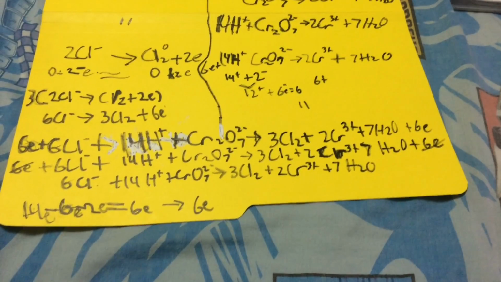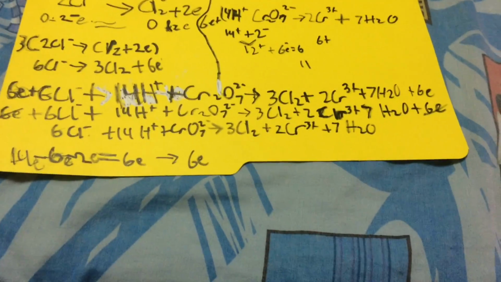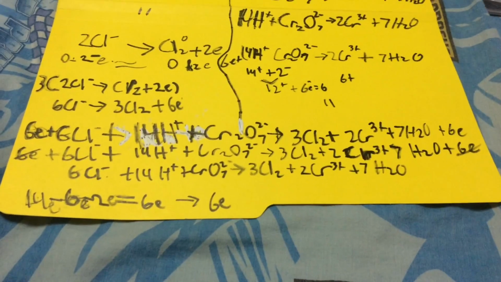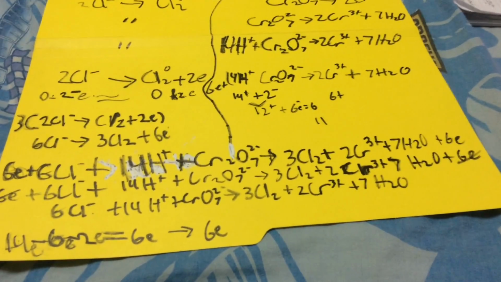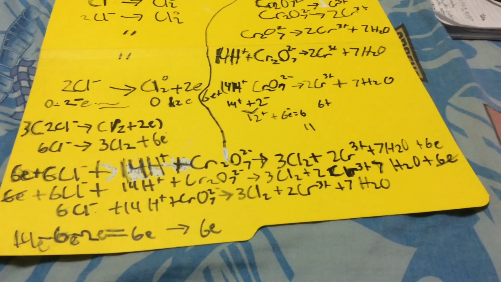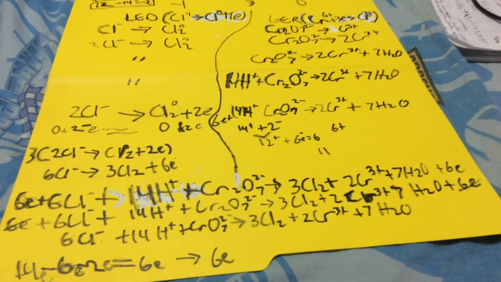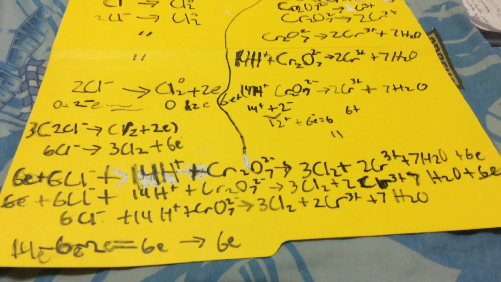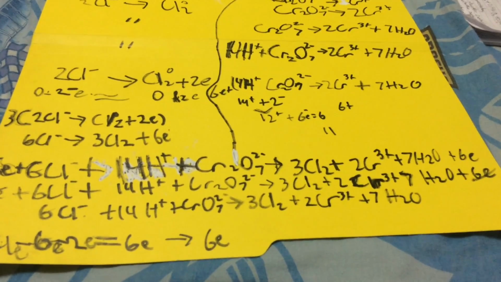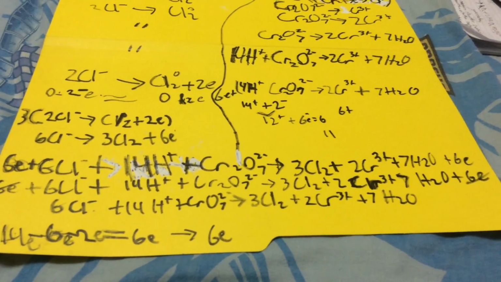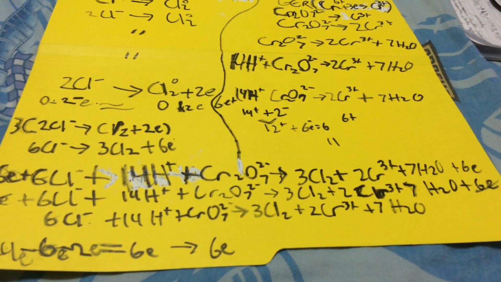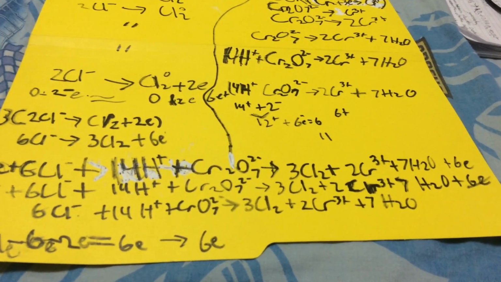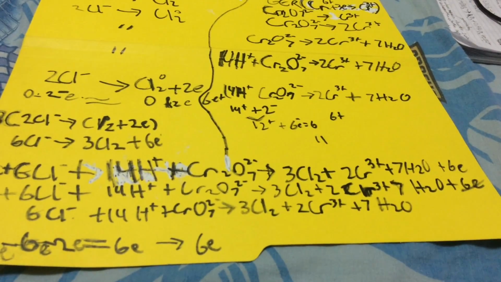Step 7 is to just rewrite the entire equation and then remove anything that would cancel out each other. After putting all the reactants on the reactant side and all the products on the product side, we can cancel out whatever will cancel themselves out, which in this case would be the electrons. So with that being said, our final answer would be 6Cl- plus 14H+ plus the dichromate turned into 3Cl2 plus 2Cr3+ plus 7H2O. My god, that is a mouthful.